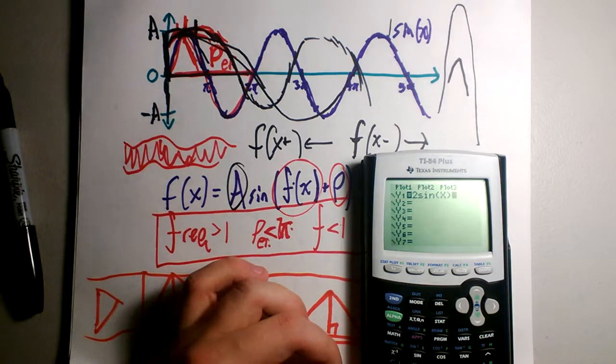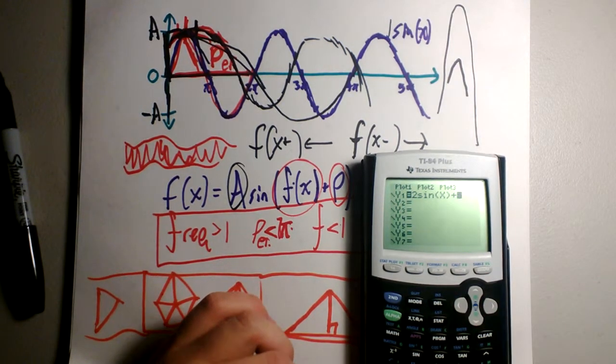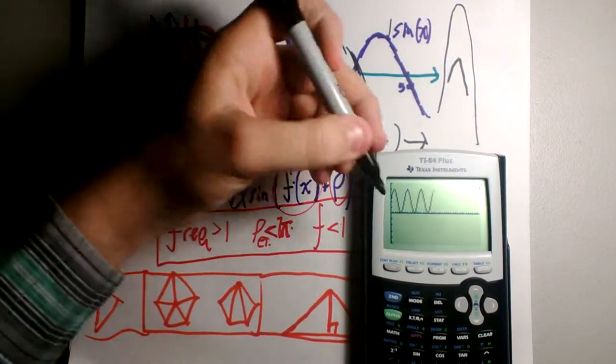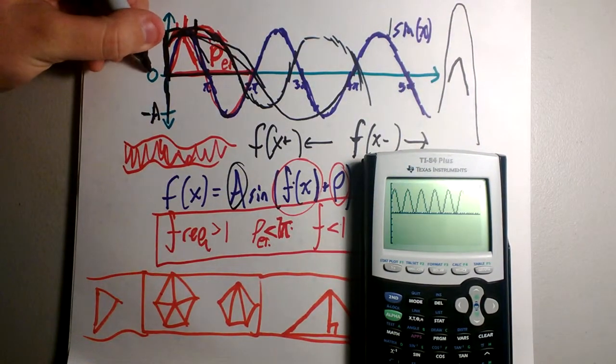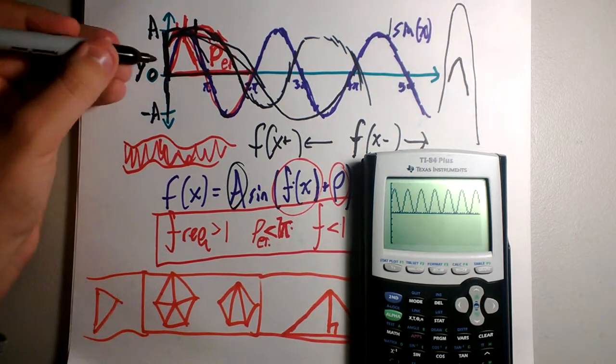So we have our 2 sine x. Let's add like a 5, because the graph is so small. If we graph it, 2 is now the center of our function. So rather than 0, I should write y naught here, because y naught on a normal one is 0.